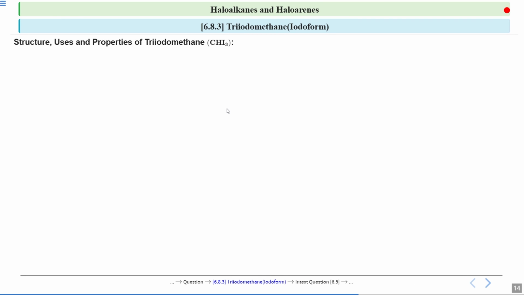Now let's focus on our third polyhalogen compound under section 6.8.3, which is triiodomethane, also called iodoform. Its structure, uses, and properties: CHI3. The structure is a single carbon compound. This carbon is connected with 1 hydrogen and 3 iodine atoms. So this is CHI3.